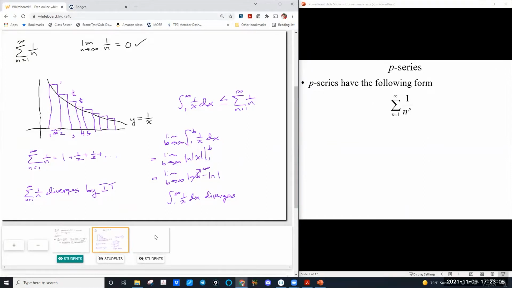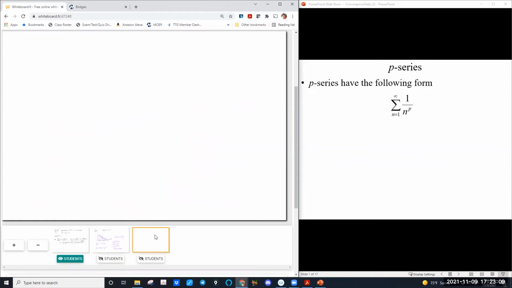Next up, let's talk about what I call p-series. Now, this is something that we talked about with improper integrals. Now we're going to actually formalize it, and these are good series for comparison. So we did this with improper integrals.